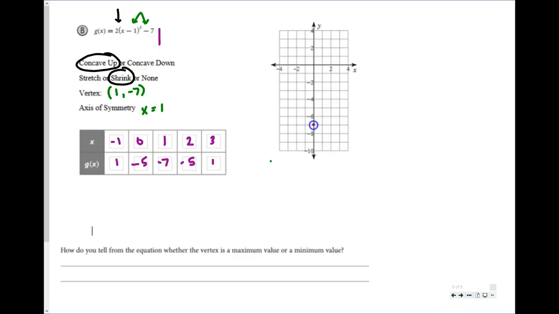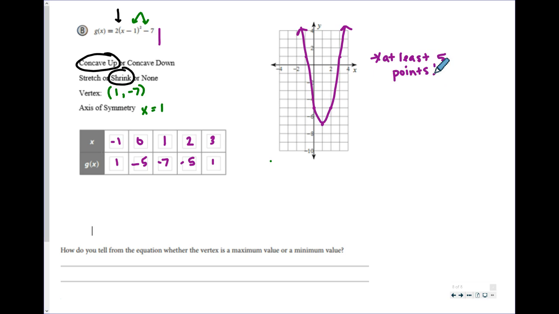So 1, -7 is here, 2, -5. Oops, sorry, I graphed that point wrong. All right, 1, -7, 2, -5, and 3, 1. And then it's just mirrored on this side over here. Okay. And there we have our parabola. Make sure you draw your arrows and make sure you always have, guys, at least 5 points. I will not take it. It will be wrong if it has only 3. I won't do it. Okay?